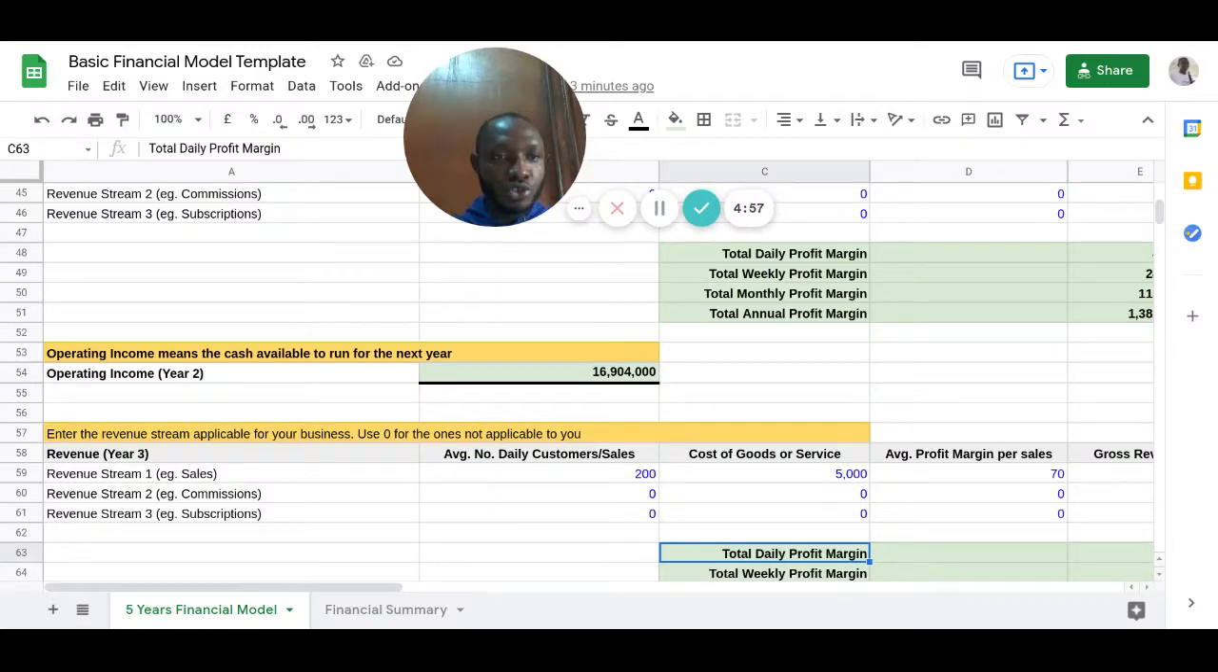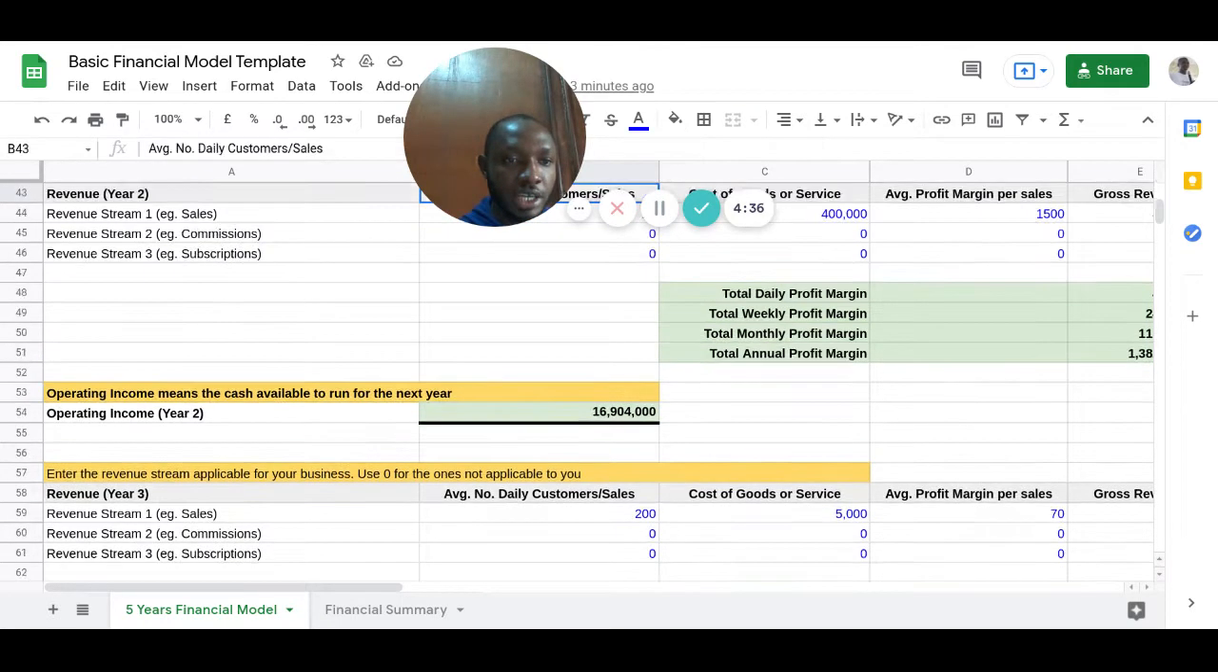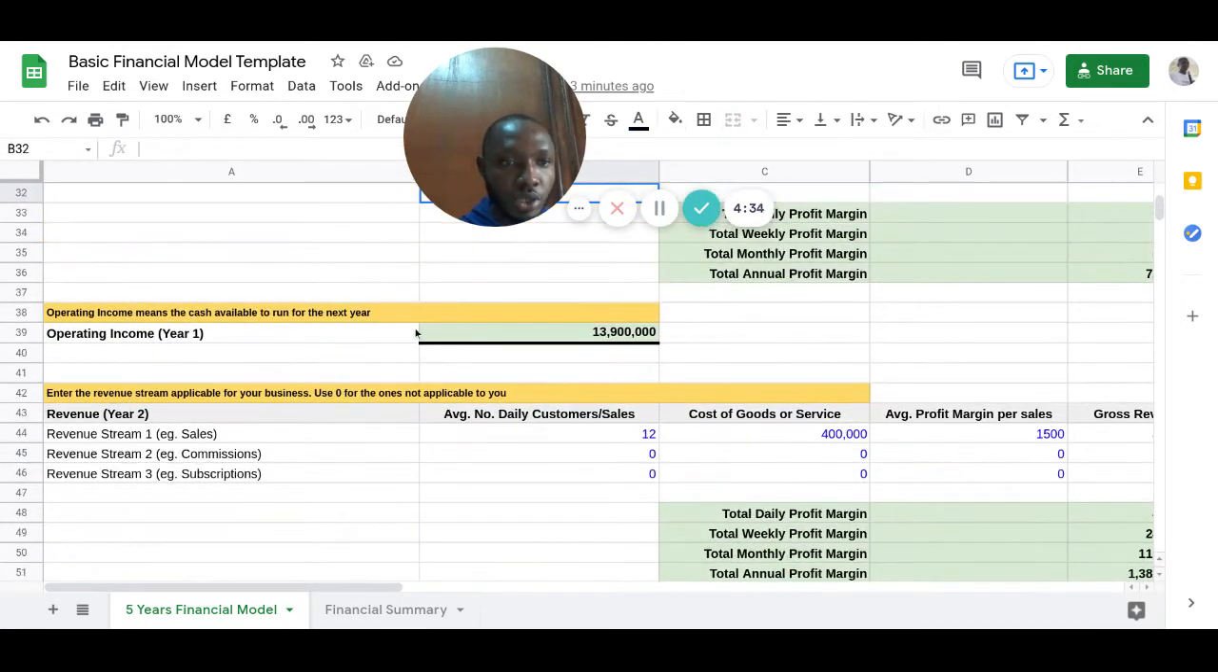So in this section, I'm going to share with you the operating income. The operating income has to do with the cash you started with, your expenses, and the money you generated. This will now show you the total money you are going to have at the end of the first year. So this is what you are going to have as your operating income. That is the money you have at hand, minus the expenses and plus the profits you generated. This will show you your operating income.